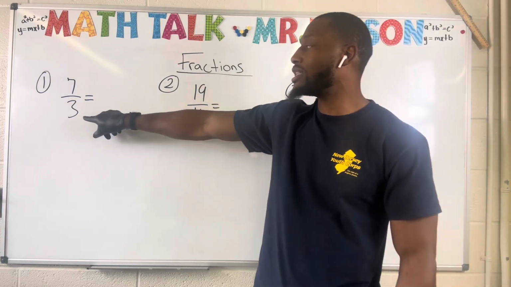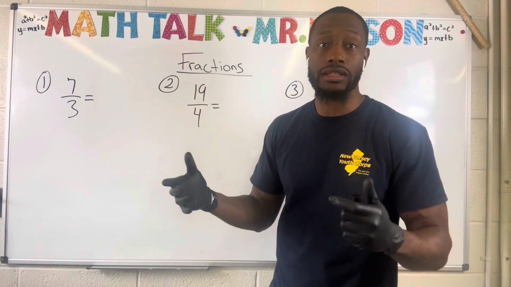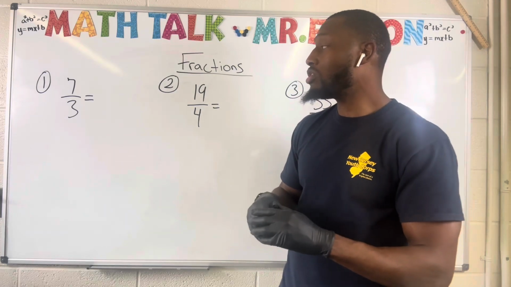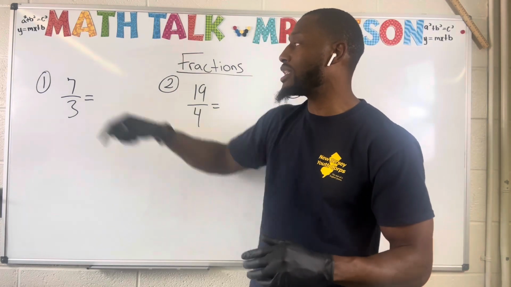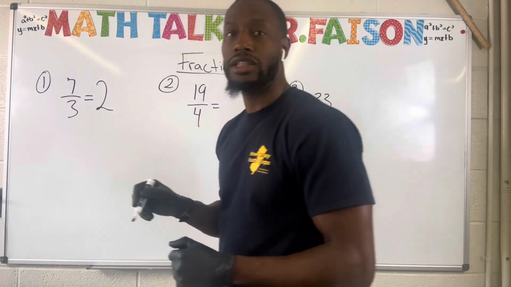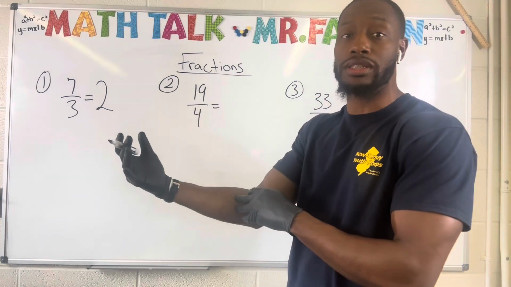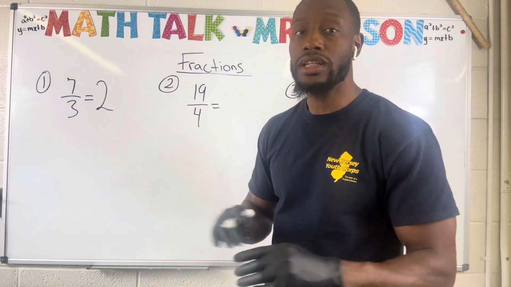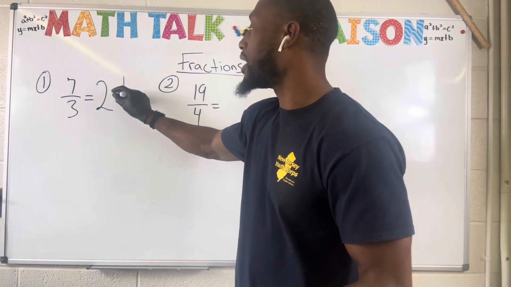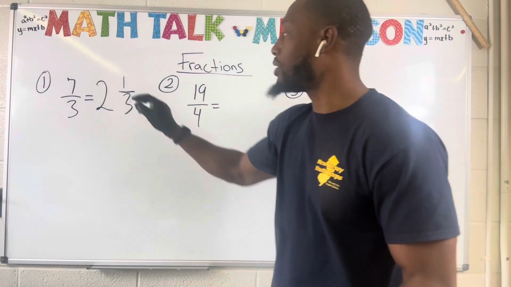What we need to do is, I want to know how many 3s can I fit into 7 evenly. How many 3s can I fit into 7 evenly? I can fit two 3s in there evenly. So I make that 2 my whole number. Remember, we're turning these improper fractions into mixed numbers. So 3 goes into 7 evenly twice. After that, how much is left over? It'll only be 1 left over. And then I just keep my denominator the same. And that would be my answer.